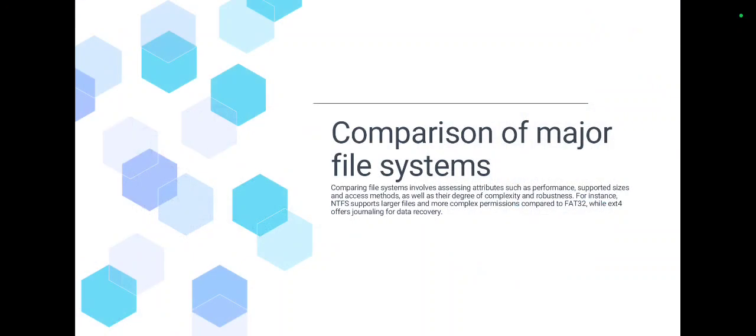So, comparing the major file systems. The major file systems involve assessing attributes such as performance, supported sizes, and access methods, as well as a degree of complexity and robustness. For instance, NTFS supports larger files and more complex permissions compared to FAT32, while ext4 offers journaling for data recovery. So each type holds a unique value and use.